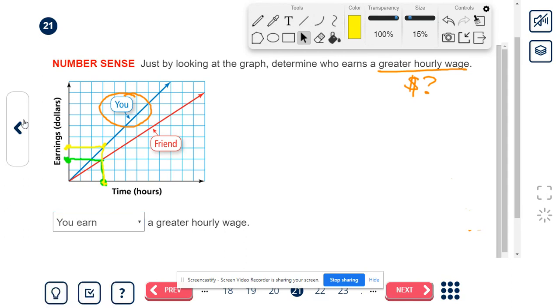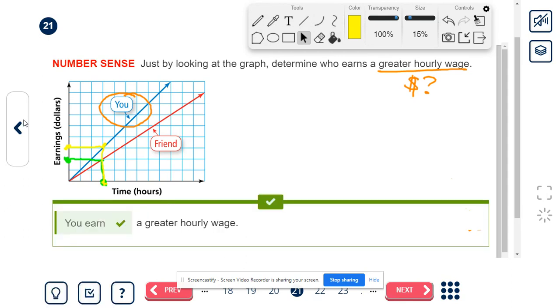Okay, now to check this, let's see. And voila, it is right. Okay, let's do our last problem.